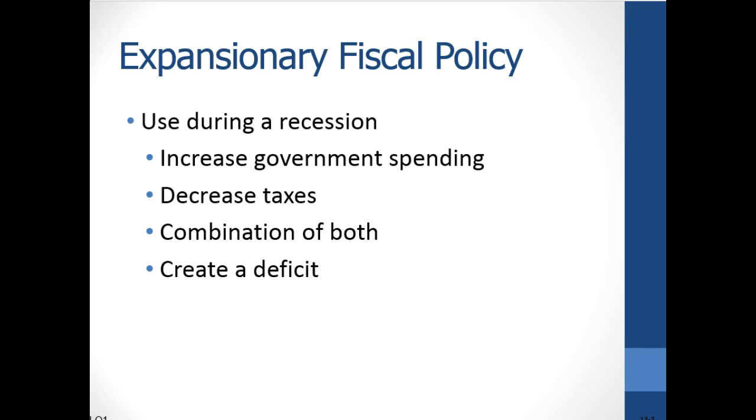We assume the price level is fixed, and there are three options for increasing aggregate demand. The government can increase its discretionary spending, or the government can reduce taxes, or the government can decide to use some combination of increased government spending and tax reduction to increase aggregate demand.